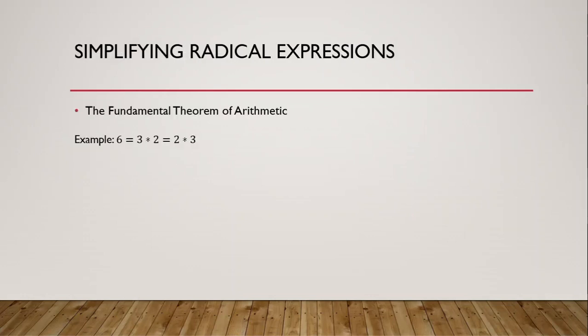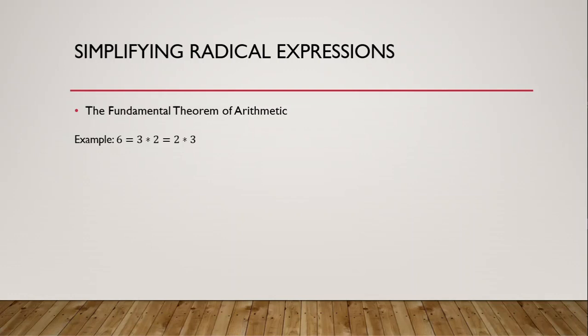Simplifying radical expressions. We can use the fundamental theorem of arithmetic. What that says is that each integer, so we're talking whole numbers, can be represented as a product of prime numbers. Uniquely represented, I should say. So if we have the number 6, it can only be represented by 3 times 2. Since multiplication is commutative, 2 times 3 also works, but that's the same thing. We can't just throw a 5 in there.